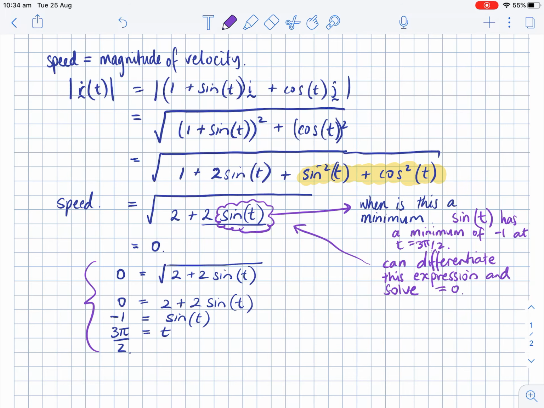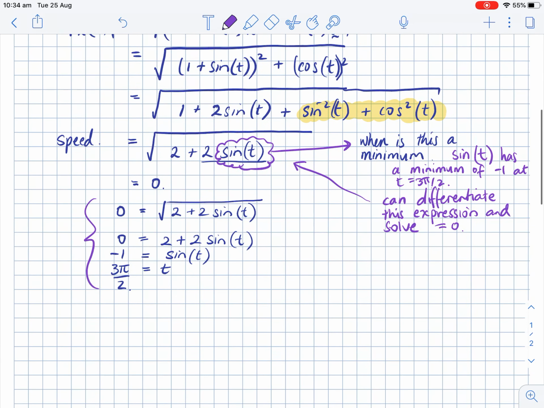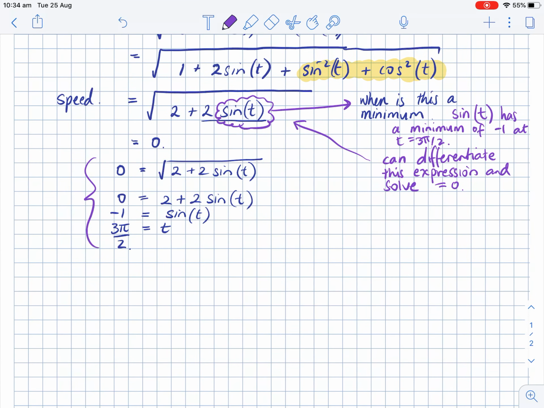And then part C asks me in the question, what is the acceleration at this minimum speed? So it doesn't want to know what the velocity is or anything else. It wants to know the acceleration at this point. So it wants to know what the acceleration is when t equals 3 pi on 2.